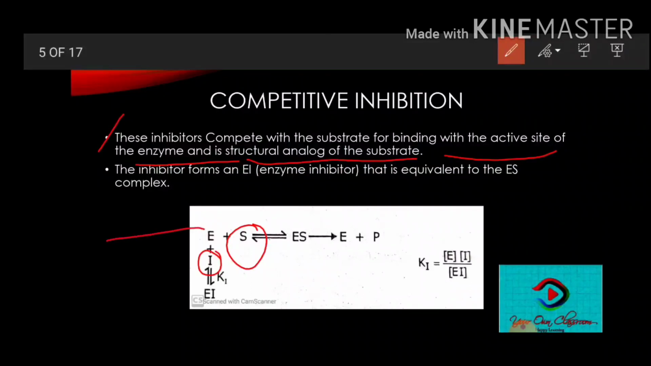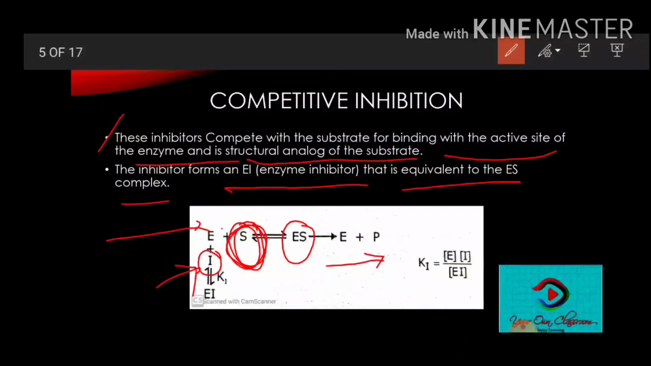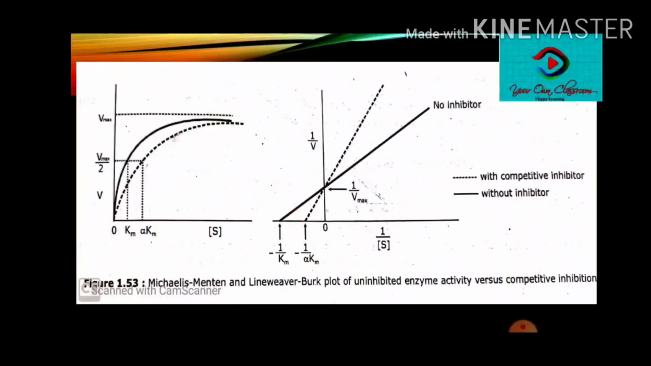If you look at this equation here, E plus S is the enzyme substrate complex, and it is finally forming enzyme plus product. But at the initial stage, this substrate is stopped by the inhibitor from binding with the active site of the enzyme. So the inhibitor forms an enzyme inhibitor complex that is equivalent to the enzyme substrate complex. And as we have already seen, on dilution of the enzyme inhibitor complex, the enzyme's activity can be regained.